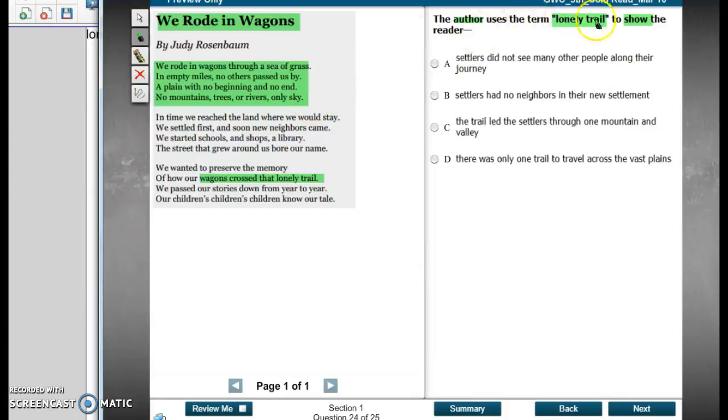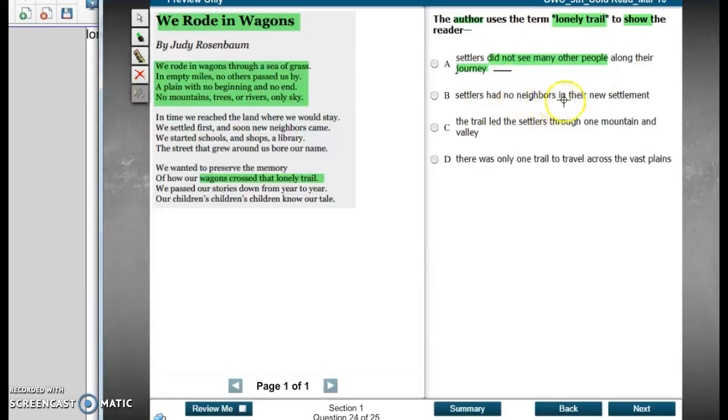But why did the author use those words, lonely trail? What was Judy Rosenbaum trying to tell us? A, settlers did not see many other people along their journey. Well, I think that works. It says no others passed us by up here. Did not see many other people. That would be kind of lonely. The trail is their journey. So I'm thinking A looks pretty good. I'm going to give it a dash.